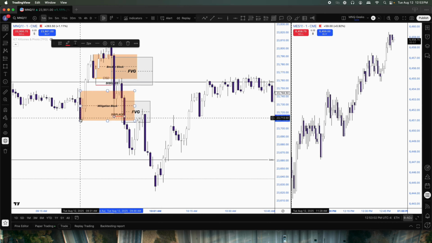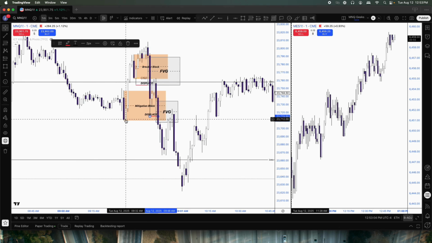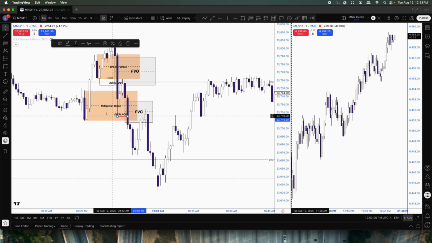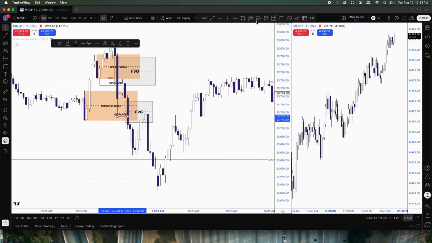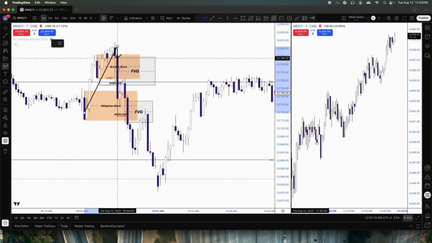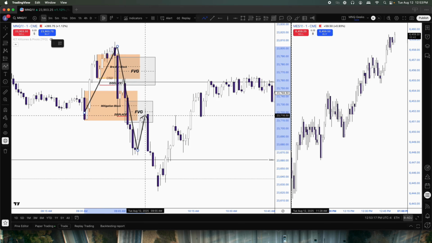We also closed below all of these lower points right here. We closed outside of this mitigation block. We didn't just wick outside of it, we closed outside of it. So I'm looking for price to retrace again back into this mitigation block zone and back into this fair value gap zone and print downwards.